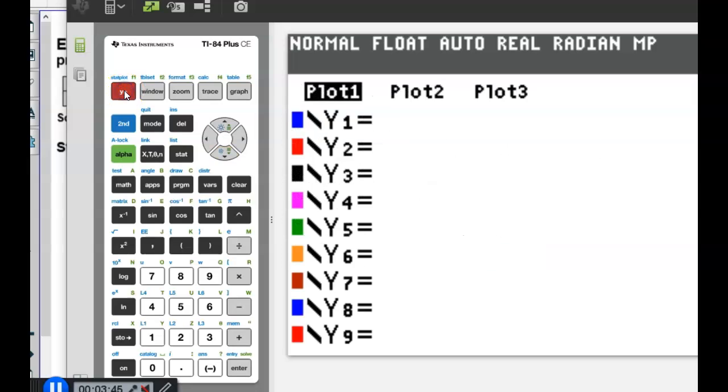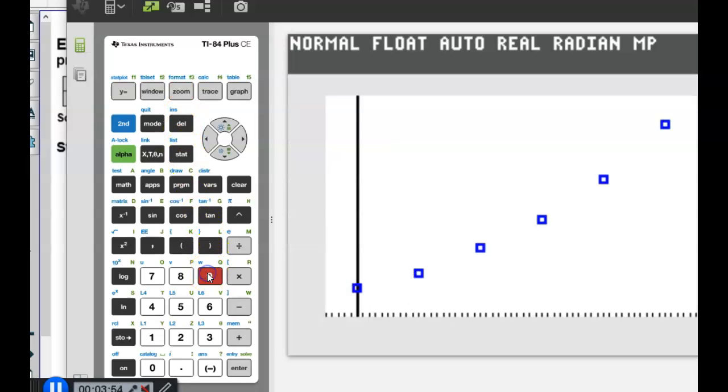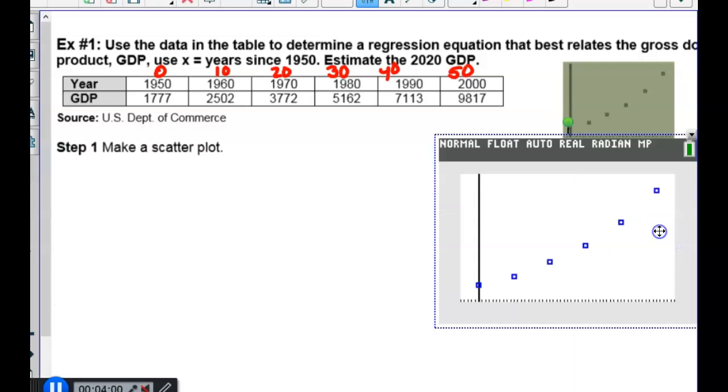You may want to go into your y equals and make sure you don't have anything typed in there either. But then we need to do a zoom stat, which is zoom 9. Okay, so everybody do that. Tell me if you're getting this or not. Anybody not getting it to graph?